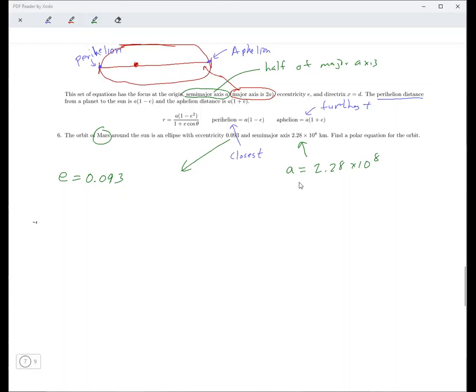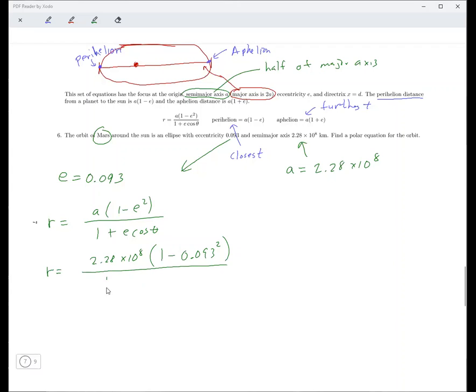Okay, so find a polar equation for the orbit. So you just do this right here. I just plug in the A, that's 2.28 times 10 to the 8th. And then 1 minus E squared, so 0.093 squared, and that's all over 1 plus 0.093 cosine theta. Okay, and so that's going to be the equation.